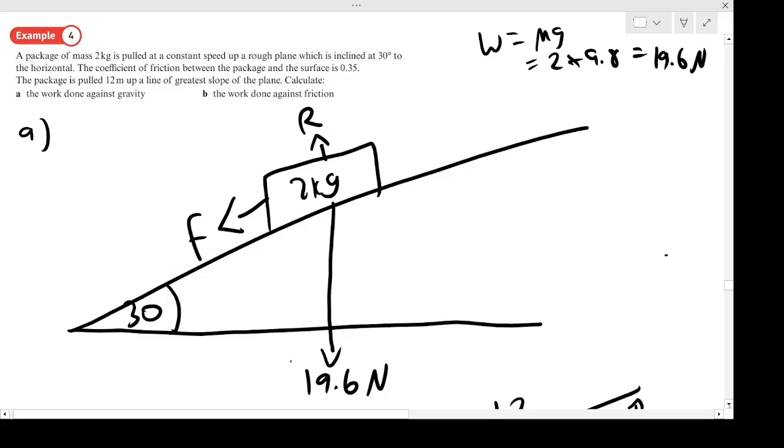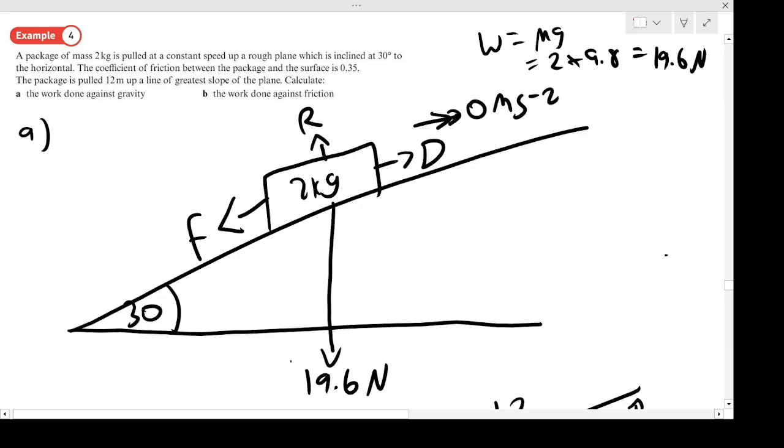I'm also told it's constant speed, so that means no acceleration. So acceleration is 0 meters per second squared. That is my setup. There's also going to be a force pulling it up, so I'm going to call that D for driving force. Driving force just means a forward force. So there we are, that's my full setup.